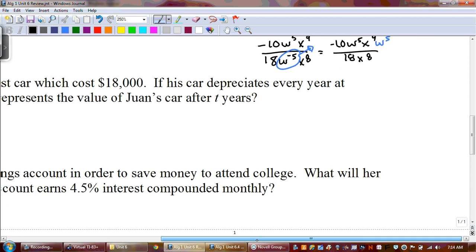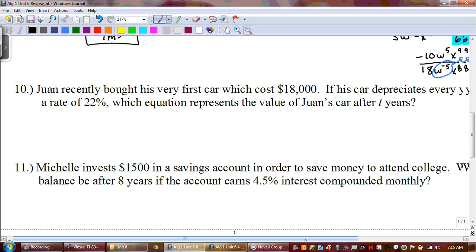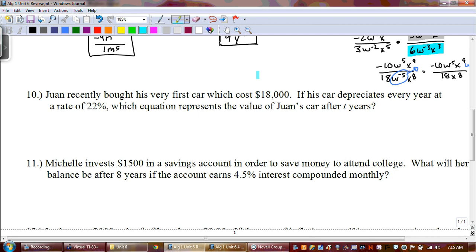All right, our word problems. So it says that Juan recently bought his first car, which cost $18,000. If his car depreciates every year at a rate of 22%, which equation, so that's all they want, the equation, represents the value of Juan's car after t years.